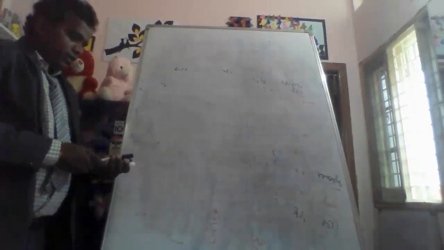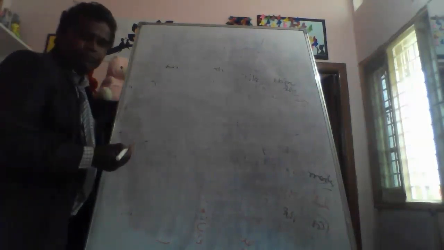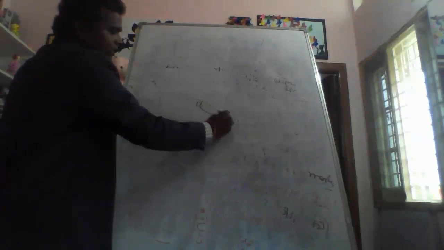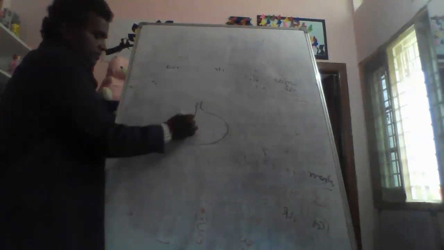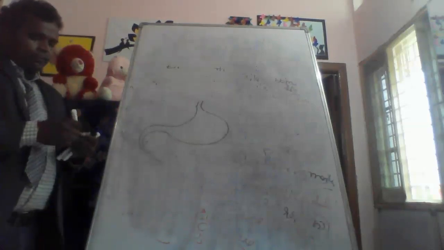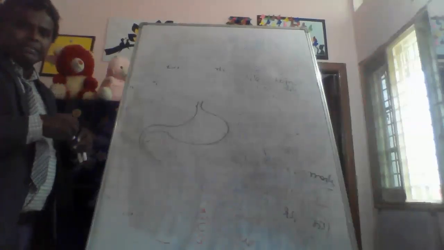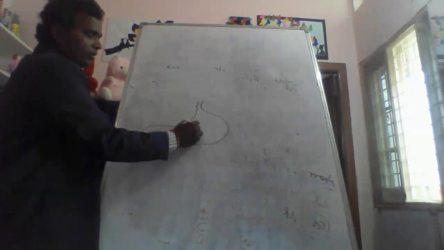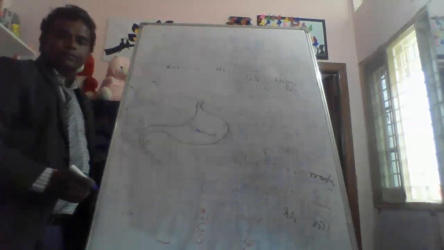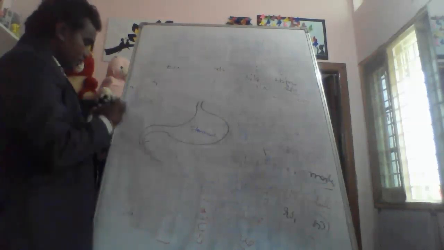Okay. Now I would like to start next with the digestive gland, that is the pancreas. Where is the pancreas present? Okay, so the pancreas, very important. Where is it present? This is the stomach. Okay, this one.